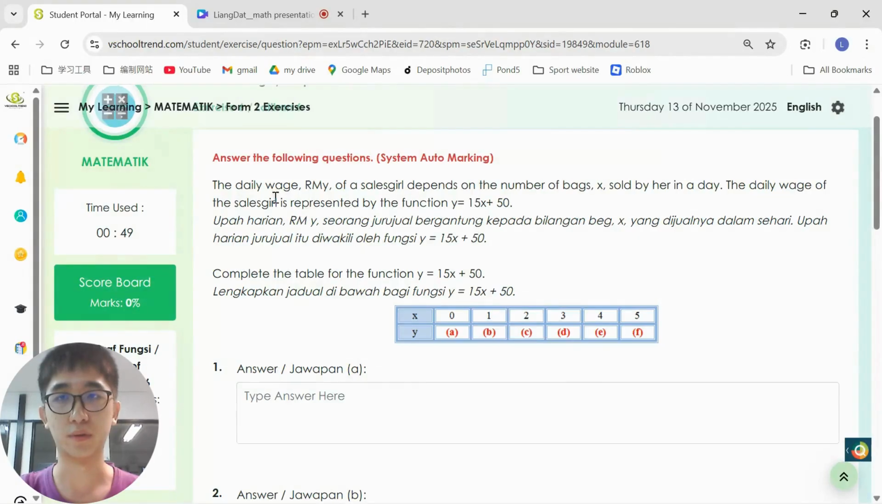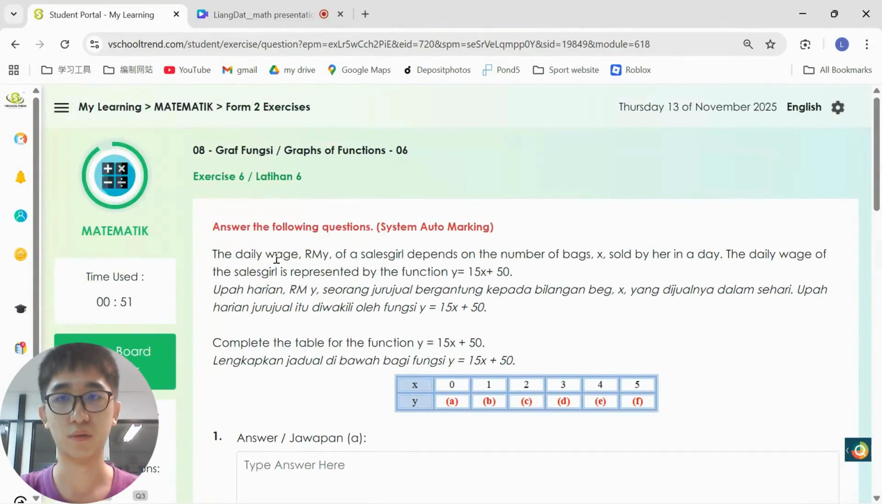This question is about the daily wage. The daily wage of a sales girl depends on the number of bags sold by her in a day. The daily wage of the sales girl is represented by the function y equals 15s plus 50.